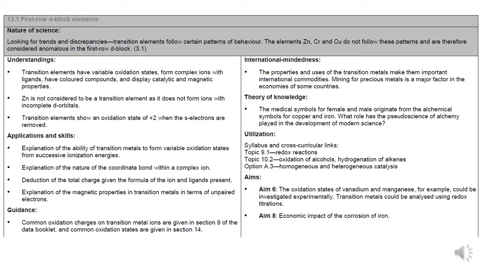So we're going to talk about what transition elements are, why zinc is not considered a transition element, and some of the properties they have and why they have those properties. There is a lot of information in the data book, so I will be referring to some of those tables as we move through.